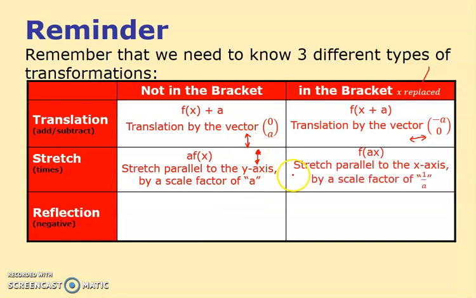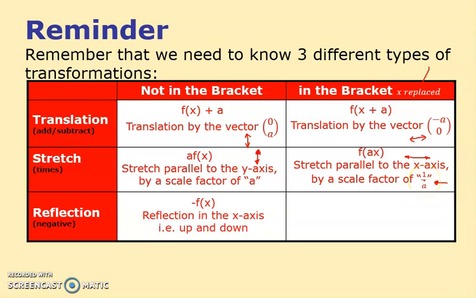As opposed to when it's in the bracket, and notice here again, f of ax. This is a stretch parallel to the x-axis. Now this means it goes left and right, because that's where the x-axis goes. But this time it's by a scale factor of, look at it, 1 over a. It doesn't stretch by a factor of a. Here, a became a as a scale factor. Here, a becomes 1 over a. And because it does the wrong thing, rather than getting a times bigger, it gets a times smaller, and the easiest way of describing that is by a scale factor of 1 over a.